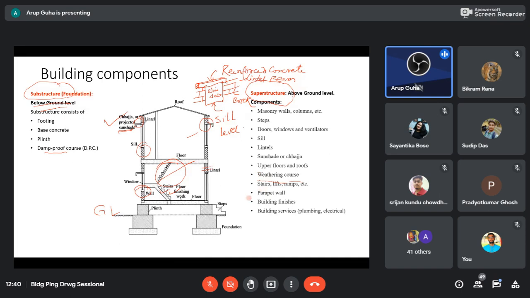I have mentioned the stair. Parapet wall is not here. If we had a flat roof, then there will be some brick walls here so that no one falls over. There are other reasons also, that is parapet wall. We will see in other figures. Then there will be finishes. Services means plumbing, that is the water coming in and water going out, and electrical services, all those things will be there. So, very brief.